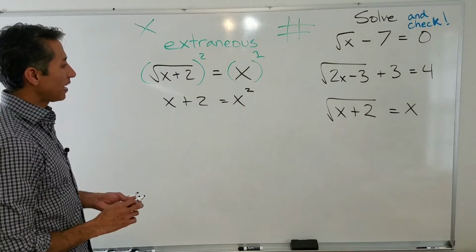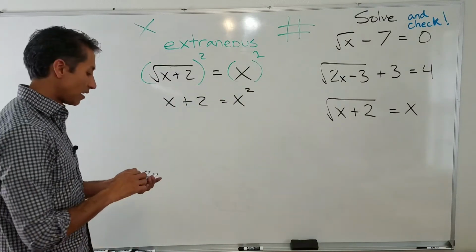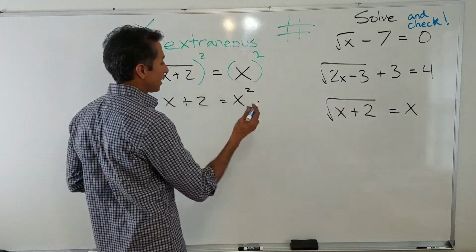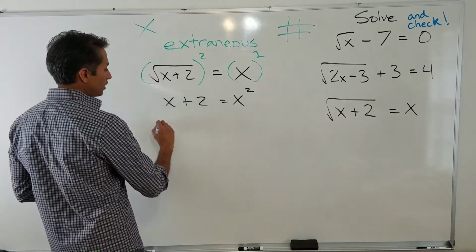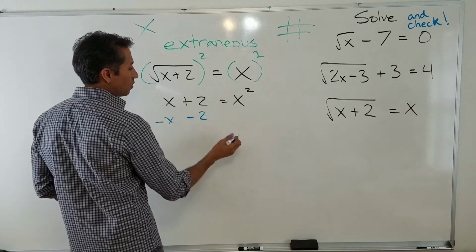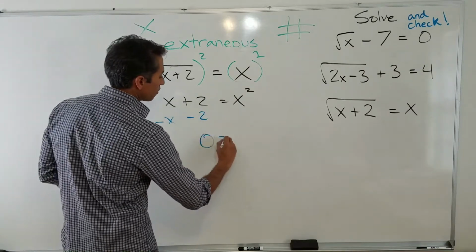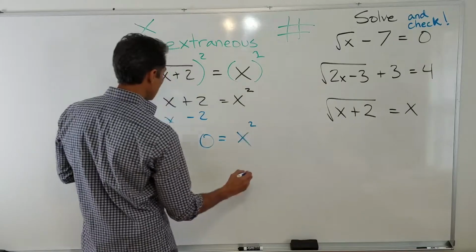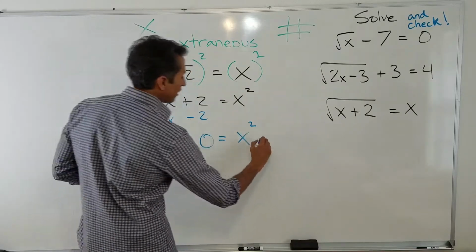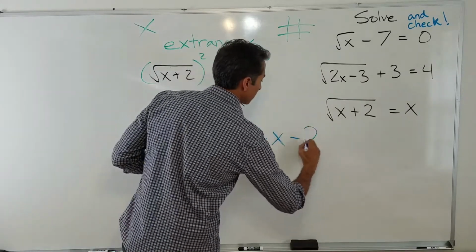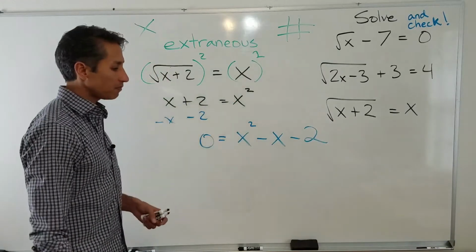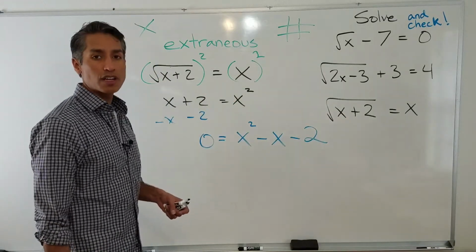And at this point, I need to move everything all to one side, okay? Because now I do want to get my numbers on one side. So if I subtract an x and a 2, I'm going to get 0 equals x squared, let's see here, minus x minus 2. All right, so far so good.